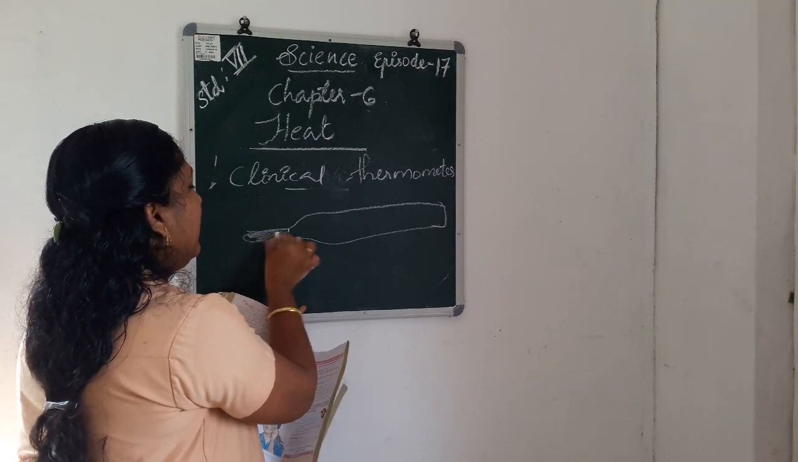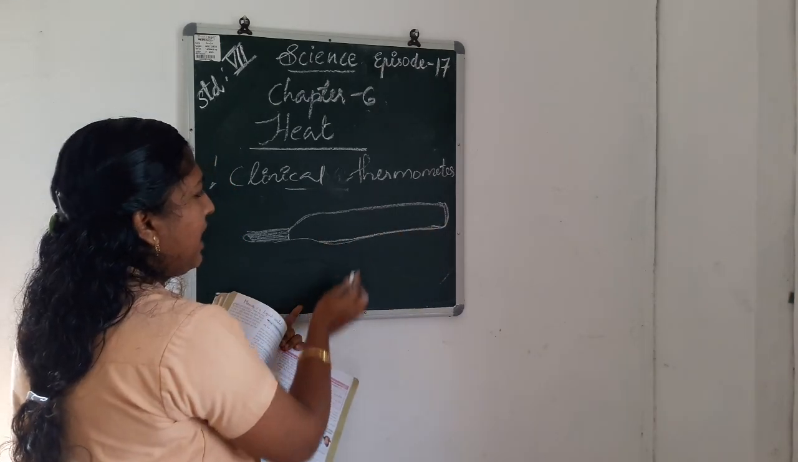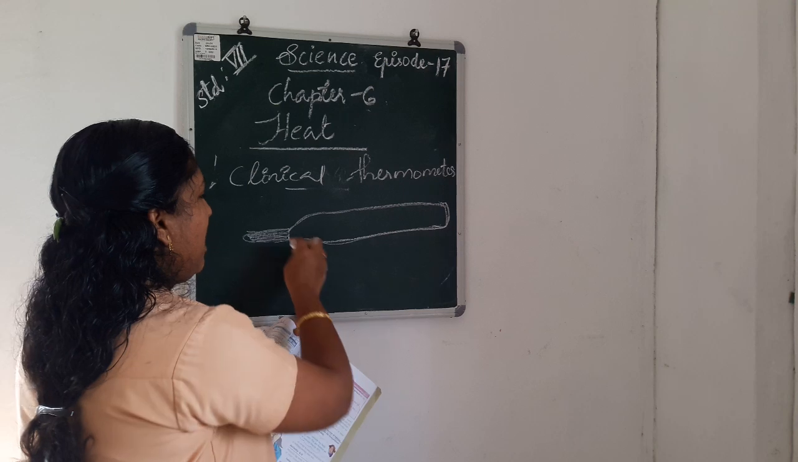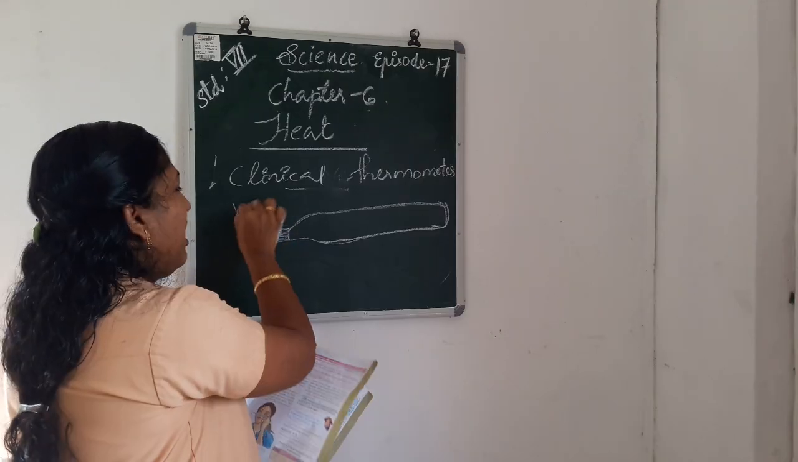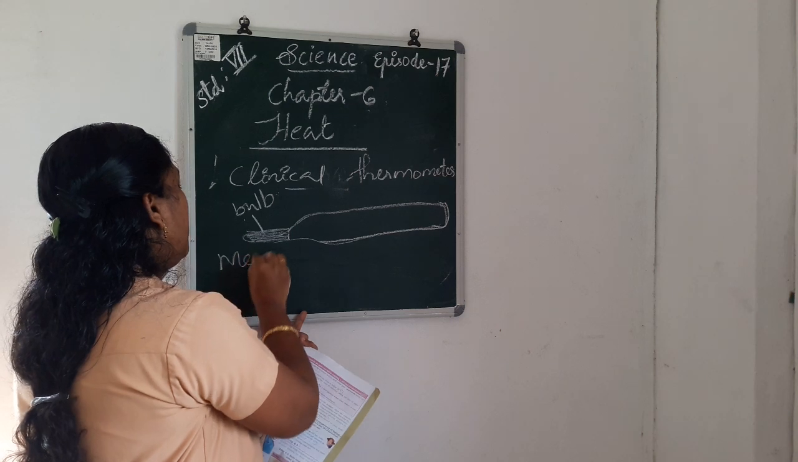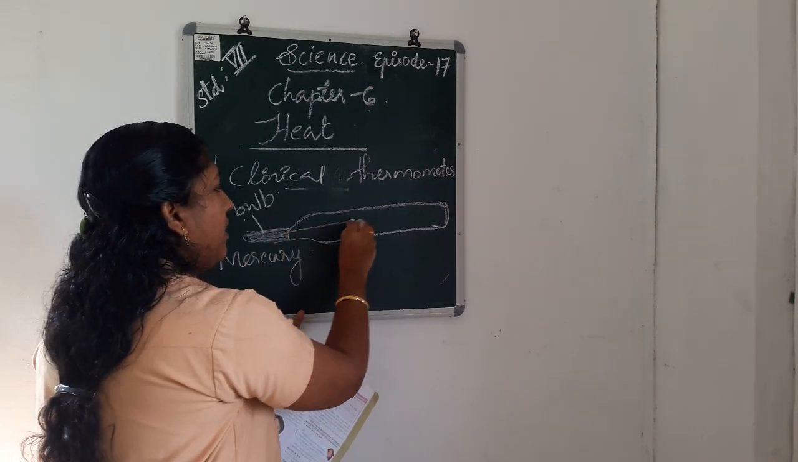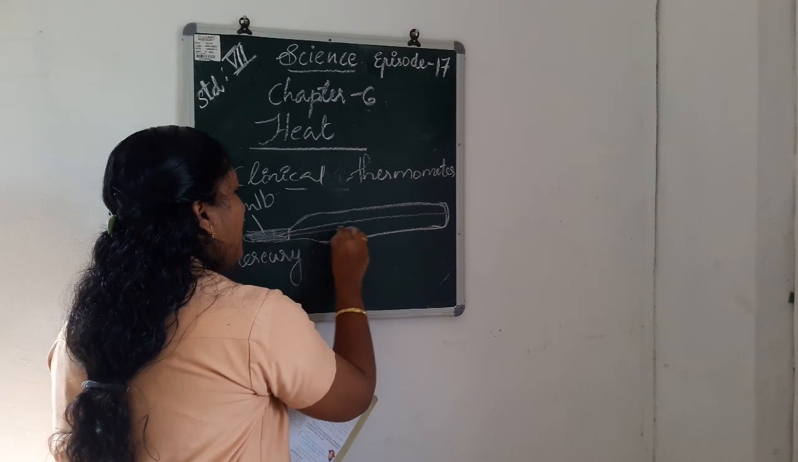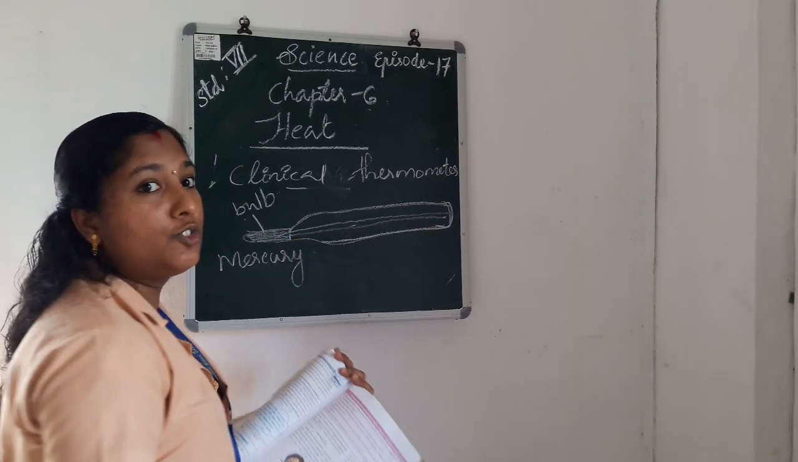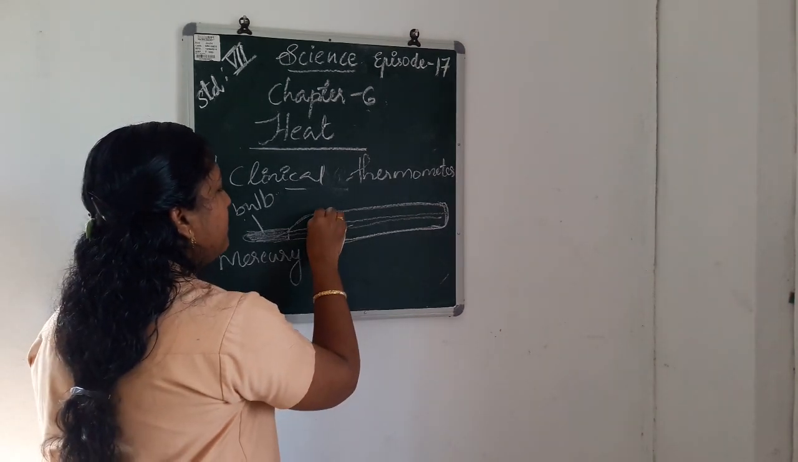A clinical thermometer contains a long, narrow glass tube. It has a bulb at one end. It is the bulb of the clinical thermometer. It contains mercury. Inside the glass tube we can see a narrow tube. In this tube the mercury rises up.